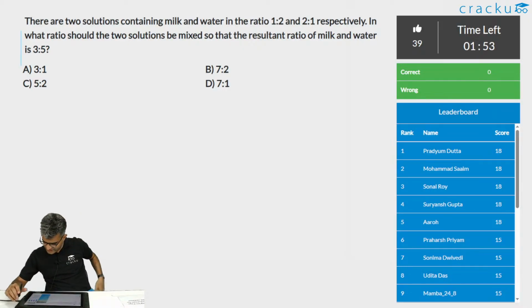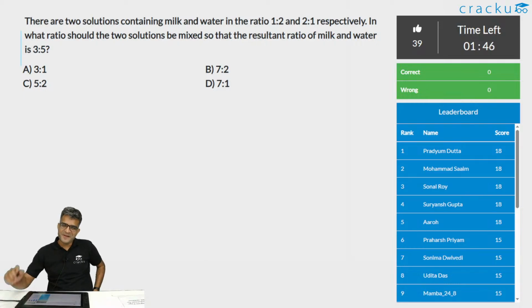Sir, despite performing well in full length tests, I am struggling to score in sectional tests. Could you please help me understand why this might be happening? This is very interesting, because I normally see it happening the other way around, where people score well in sectionals but don't score well in full length tests. If you're scoring well in full length tests and not scoring in sectional tests, I don't know why that is happening.